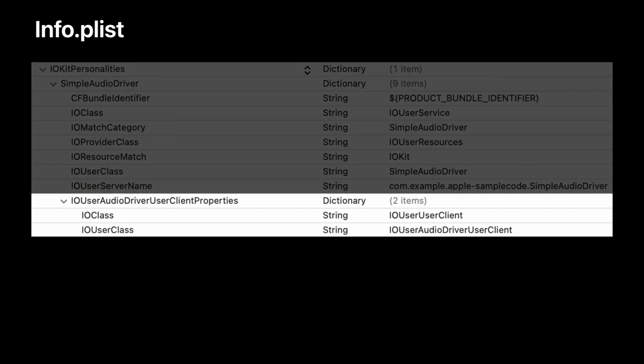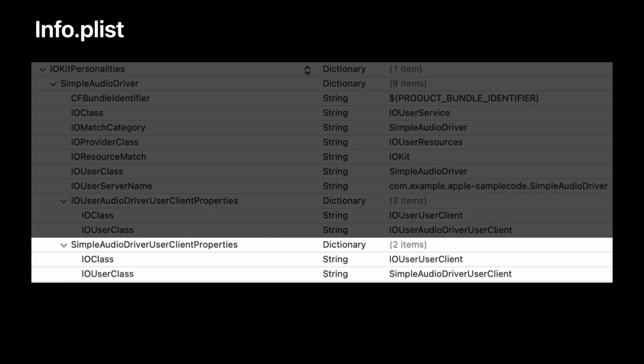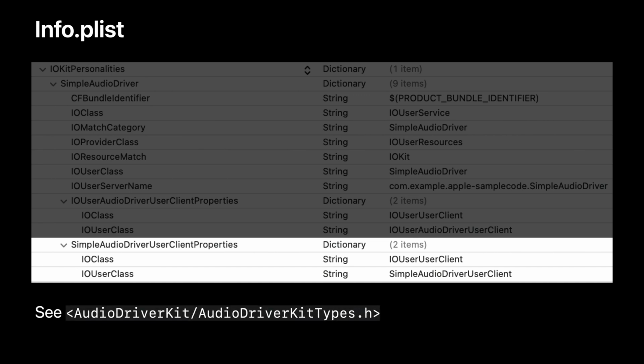These settings need to be added to the IOKit personalities of the DEXT. AudioDriverKit will handle creation of the IO user audio driver user client required by the HAL. The HAL has the required entitlements to connect to the user client connection. Here's an example of a custom user client for a simple audio driver user client. See the AudioDriverKit types header file for more information.